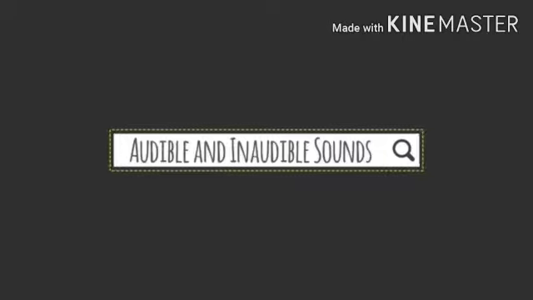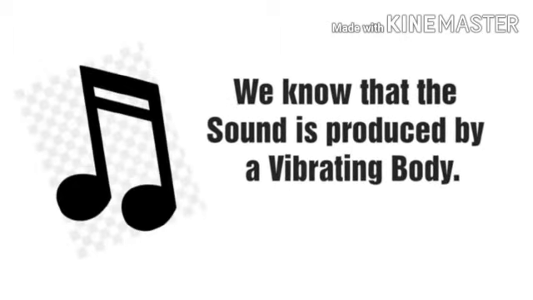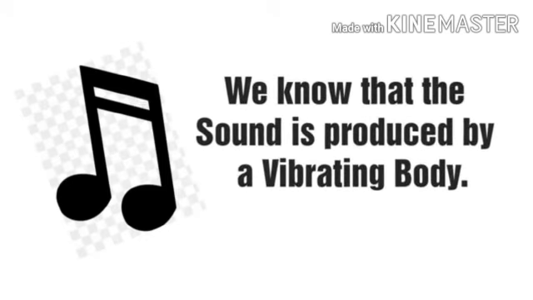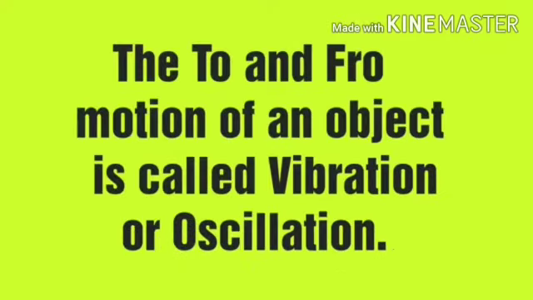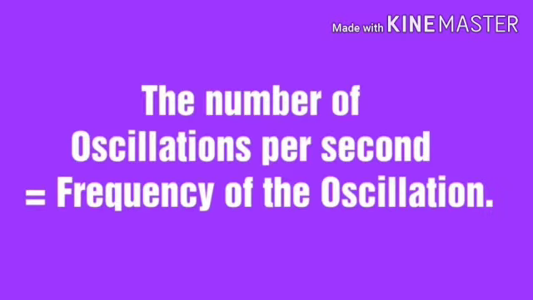Categories of sound waves based on their frequencies: audible sounds and non-audible sounds. We know that sound is produced by a vibrating body. Vibration means the to-and-fro motion of an object. The frequency is expressed in hertz, with the symbol Hz. 1 hertz equals 1 oscillation or 1 vibration per second. The number of vibrations per second is called frequency.